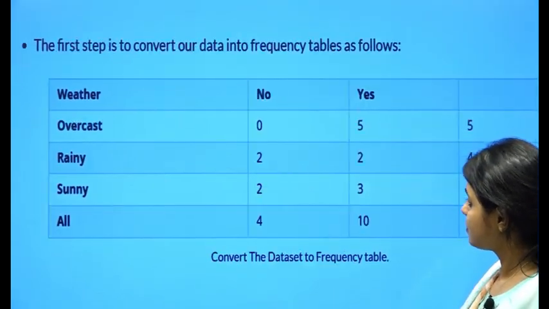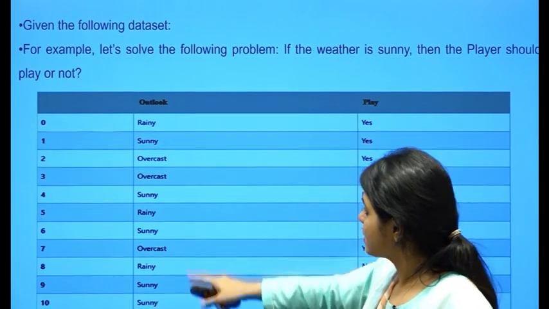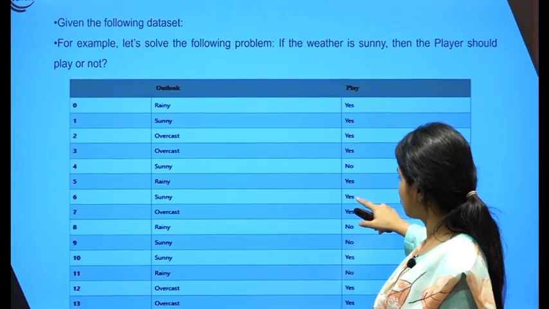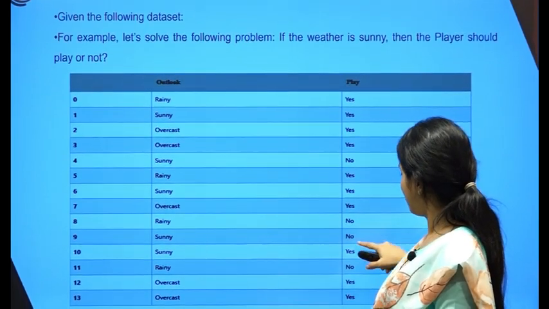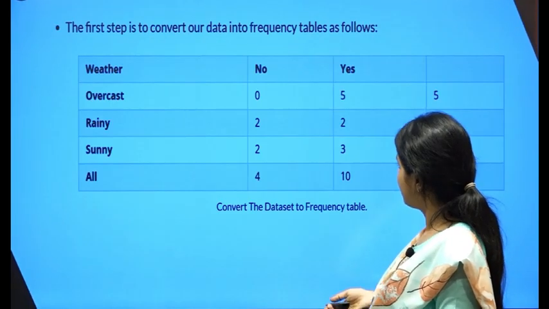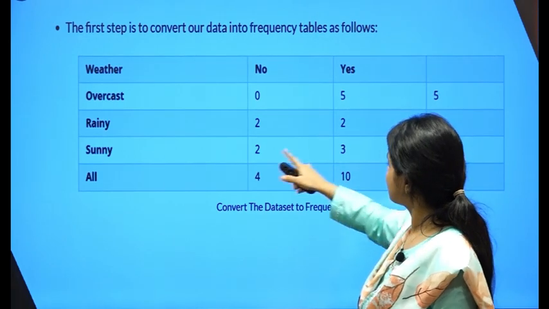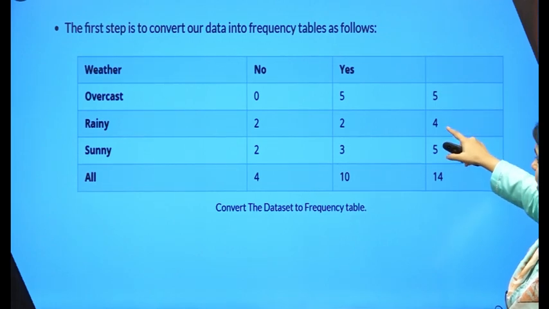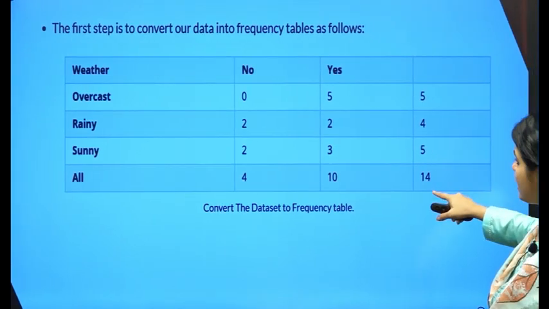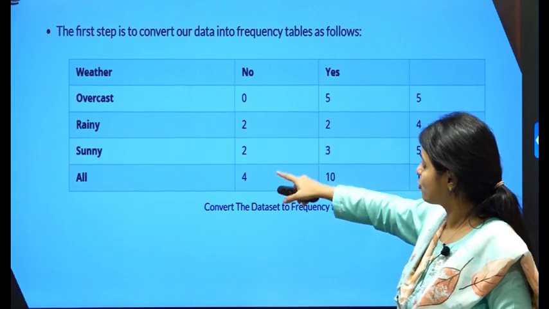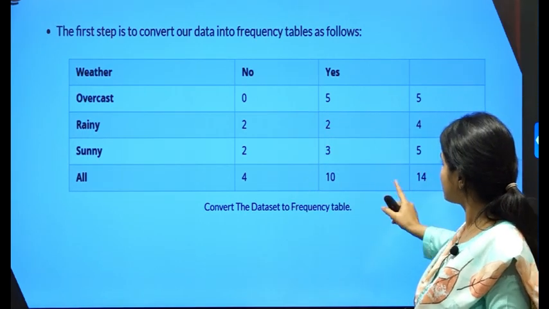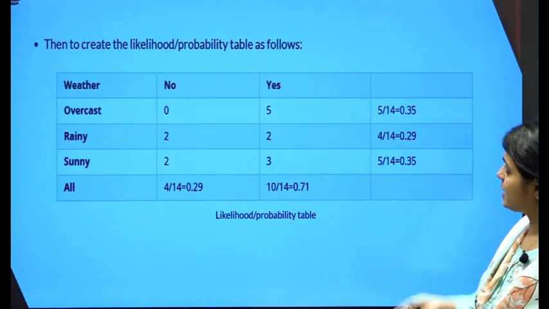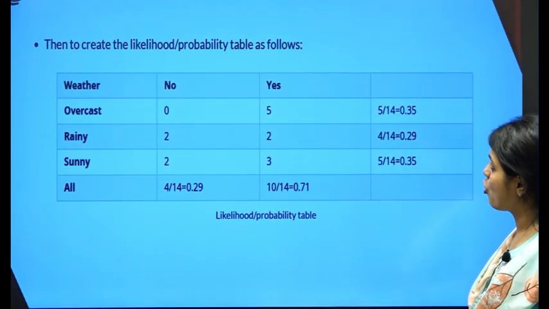Similarly, I'll go with sunny. Sunny: 1 yes, 1 no, 2 yes, 2 no, 3 yes. So sunny is 3 yes, 2 no. Altogether I have 5 overcast, 4 rainy, 5 sunny, and the total of yes is 10. The probability of no is 4 out of 14. Probability of yes is 10 out of 14. Next we will calculate the likelihood or probability of each class.